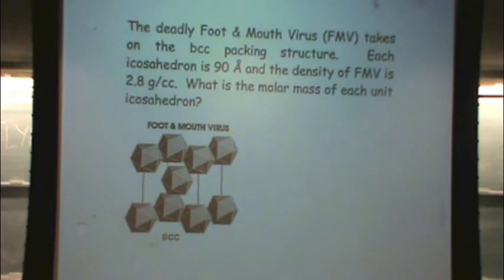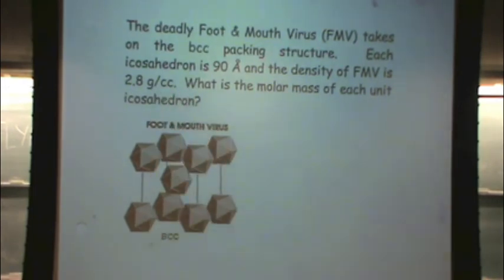So a virus is a biological entity. Probably has tons of atoms in it. So we're expecting a larger number. Any biological entity, lots of atoms, we're expecting probably a slightly larger molar mass. We'll see. And remember when it says grams per cc, that's grams per centimeter cubed. Yeah, cc is centimeters cubed.